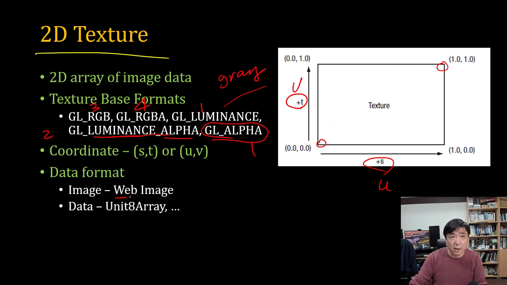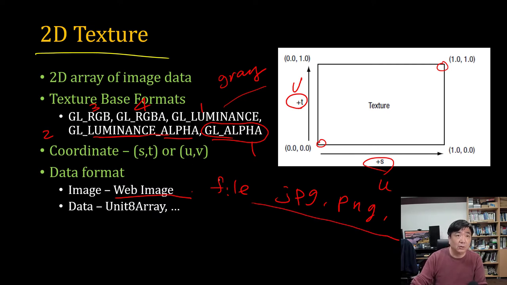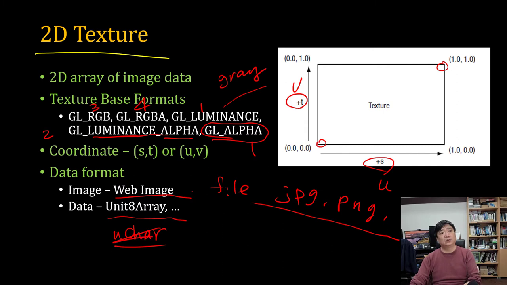The data can be a web image file, like a JPG file or a PNG file. If the image can be read by the web browser, then we can use that image as a texture. Or we can set the texture with raw data. For example, you assign an integer 8 array, which in C language would be unsigned char. That kind of data we can give directly, okay?